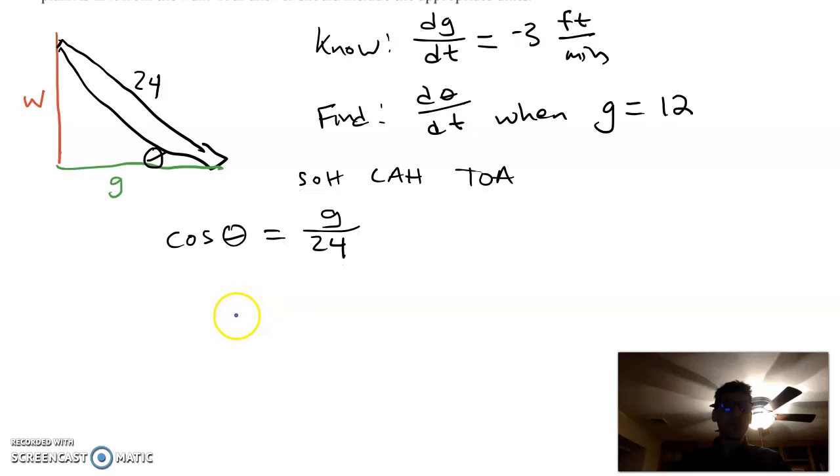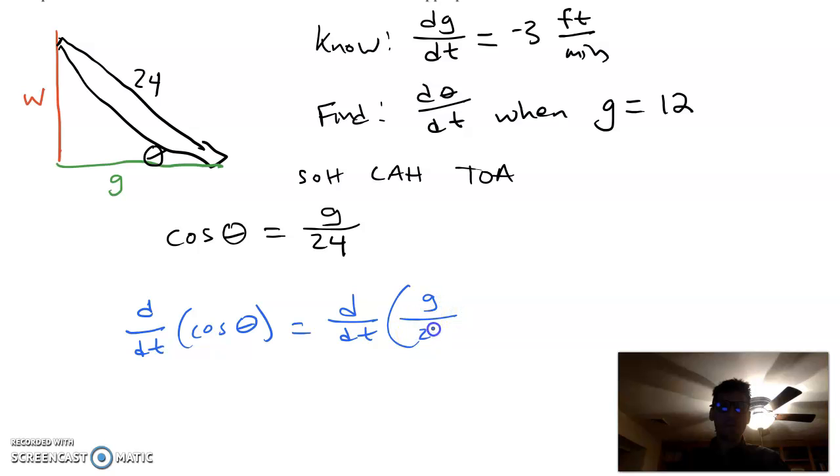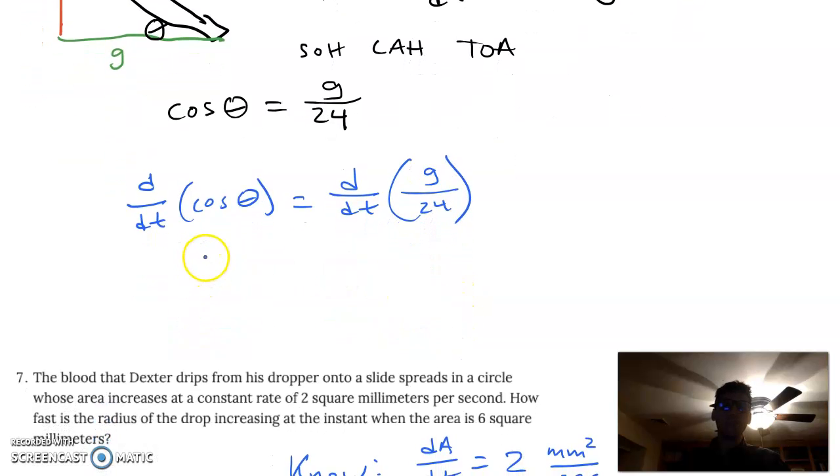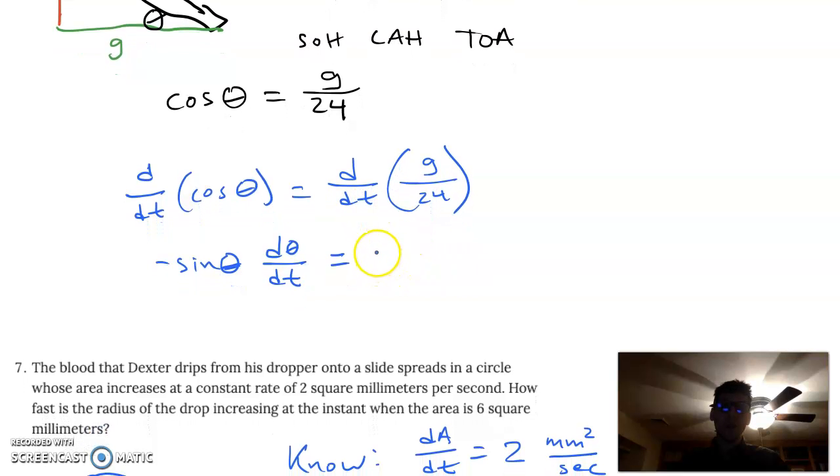Sorry this video is going on a little bit long, but okay, so we could derive both sides. Let's just see what happens. The derivative of cosine is negative sine, right? So it'd be negative sine theta. Then we need to chain rule it since it's really a function within a function because we're deriving with regard to time. And then on the right side I could just pull the 1 over 24, and then it would be dg dt.